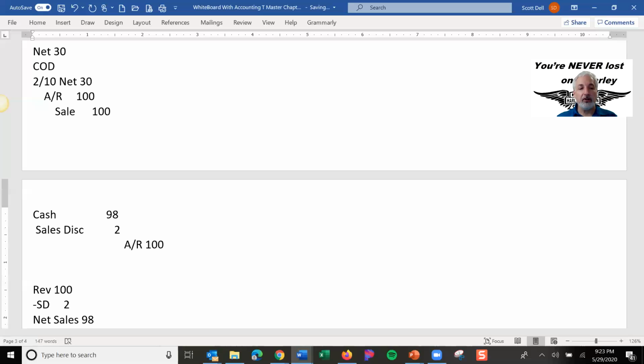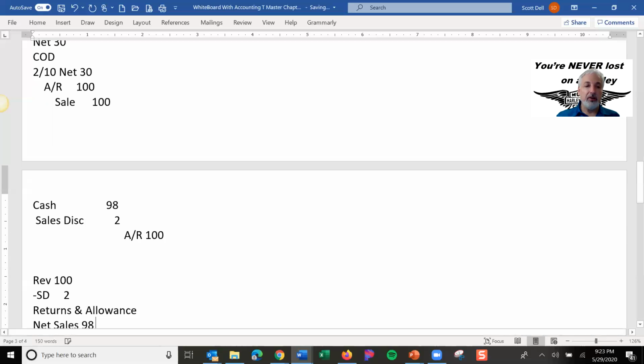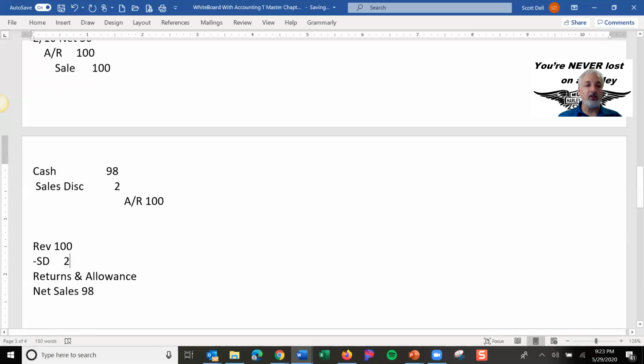So sales discount is a contra revenue account. Revenue is normally a credit balance on the right. Sales discount is normally a debit balance on the left. And it's going to net out our net sales. Now we also have something called returns and allowances. We'll talk about that a little later. This is not a return. This is not allowance. This is a sales discount based on our terms code.